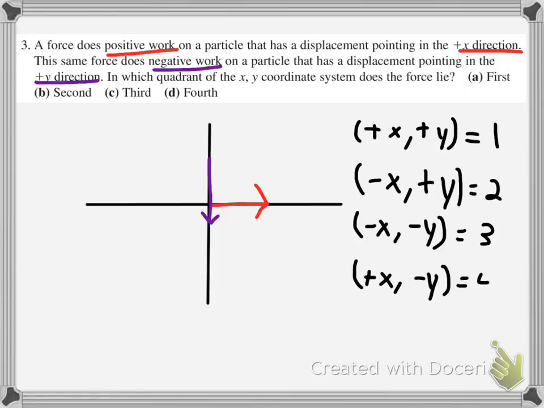Our force does positive work on the particle in the x direction and does negative work on the particle in the y direction. So that's why our answer is D, and our force is in the fourth quadrant.